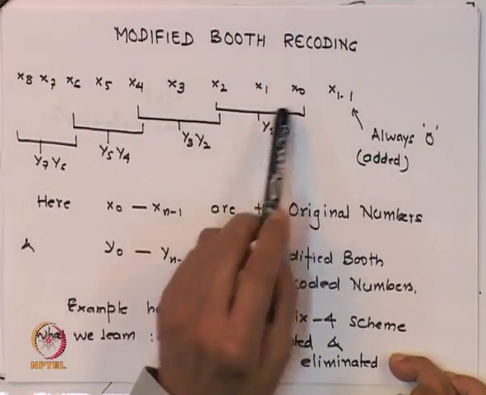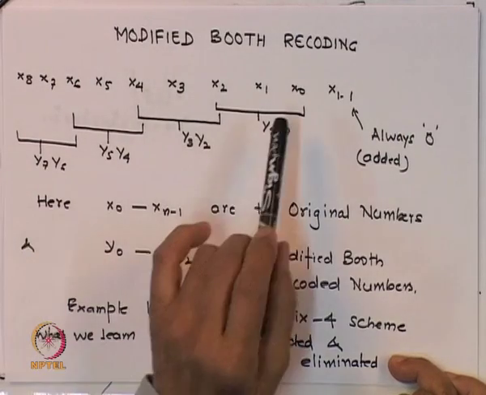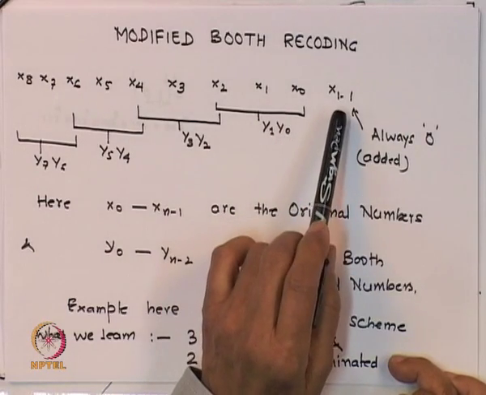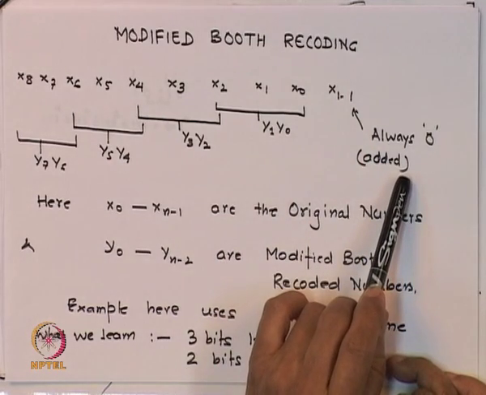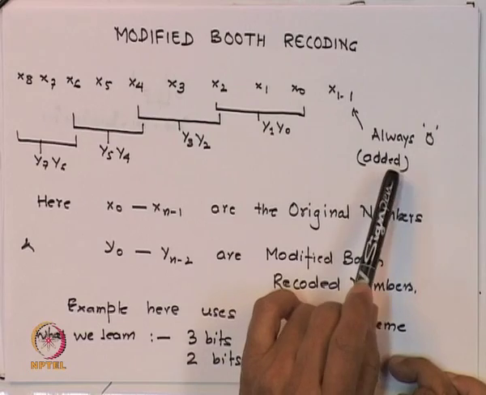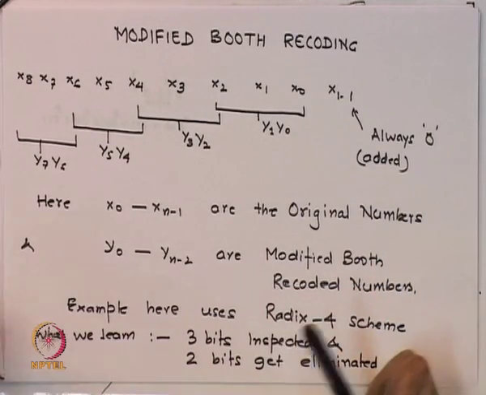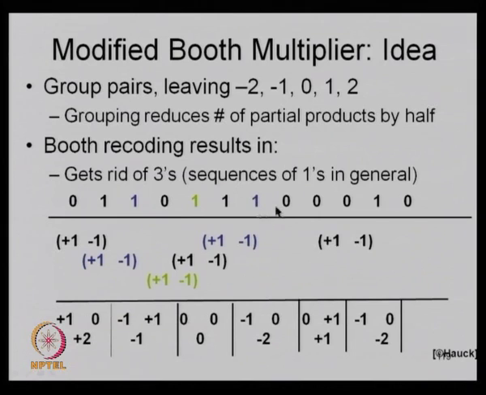You have x 0 to x n minus 1 as your number in 2's complement, and add x minus 1, which is always added at the extreme LSB side and is always 0. Okay. So, if you see this table, this number, you have 0, 1, 1, 0, 1, 1, 1, 0, 0 and 1, and this last 0 is appended by me. Okay. Now, I said for every 1, I write minus 1 and plus 1. I do not have to write zeros because zeros do not add.